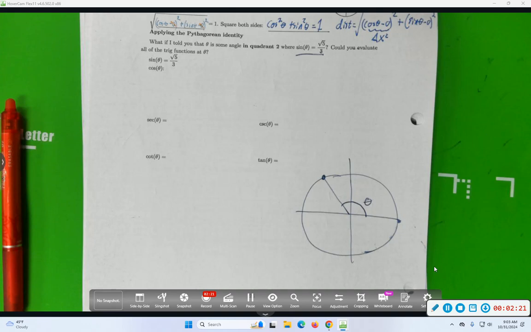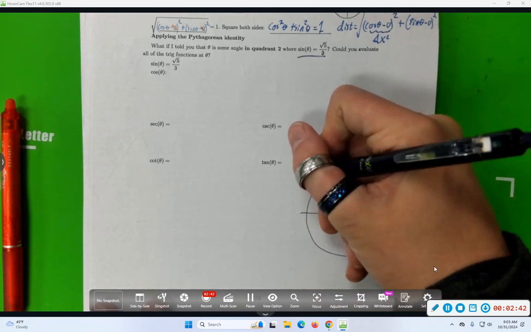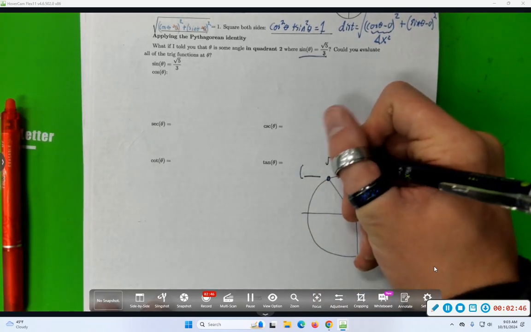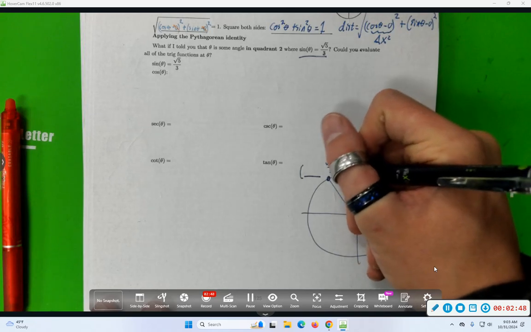Just remember sine, cosine, and tangent. Cosine gives you what? The x value. Sine gives you the y value. Tangent gives you? Nice. All right. So that means I don't know what the x value of this point is, but I do know its y value. Its y value is the square root of 5 over 3.